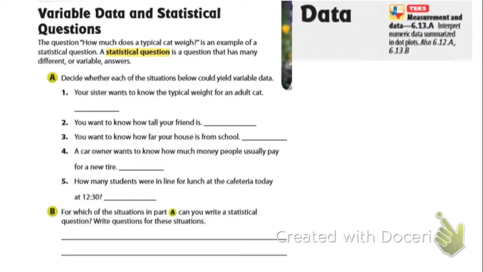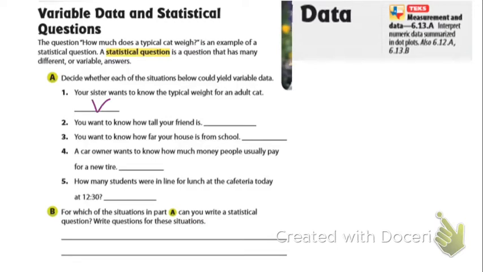Your sister wants to know the typical weight for an adult cat. Think about that, kiddos. So, what do y'all think? Number one, ladies and gentlemen, that is a variable. It can yield variable data because it depends on the adult cat. Some adult cats can weigh 10 pounds, another one can weigh 5-6 pounds. It just depends on the breed and the way that they're being taken care of. So that one is variable.